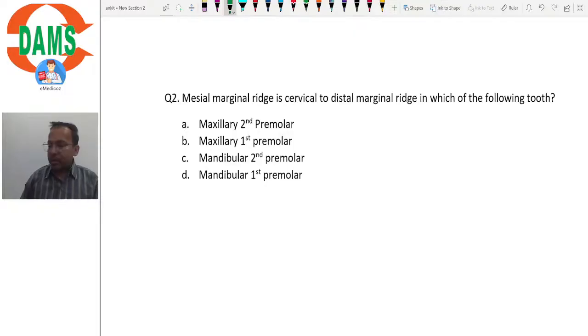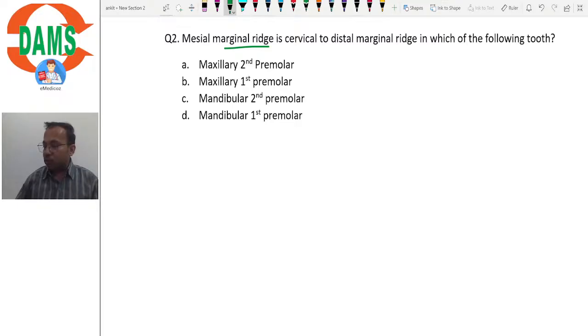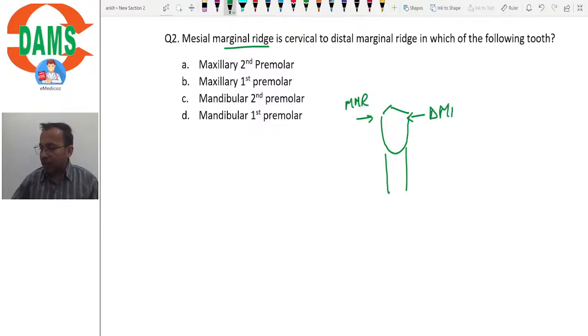The mesial marginal ridge is cervical to the distal marginal ridge in which of the following teeth? So usually what happens is, let's say this is the canine. Even in a canine, what will happen? Let's say this is the mandibular canine. In a mandibular canine, the mesial marginal ridge is more occlusal than the distal marginal ridge.